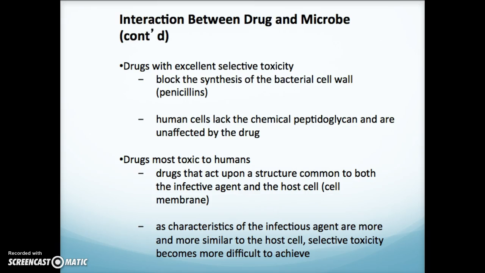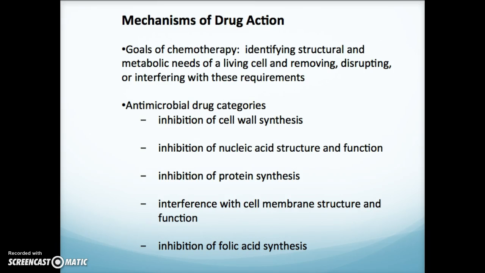Now, there are drugs that are toxic to humans, and those are ones that would maybe target the cell membrane, since we also have a cell membrane. And if the infectious agent is similar to the host cell, it's very difficult to achieve selective toxicity. So that's something to think about, how those prokaryotic and eukaryotic cells differ, or how human cells differ from the microbe that might be infecting it.